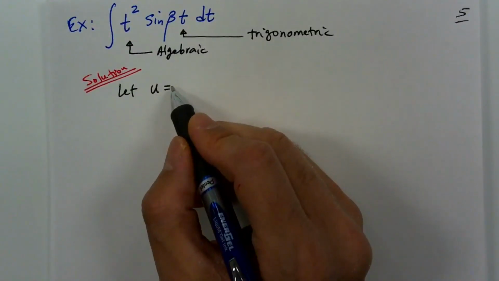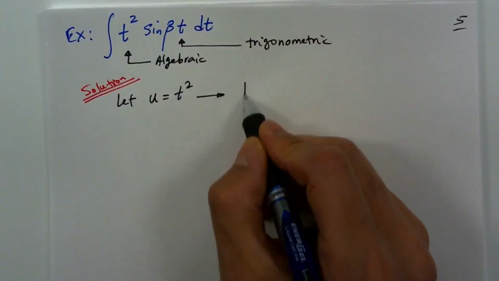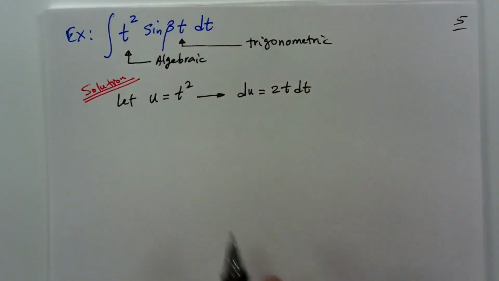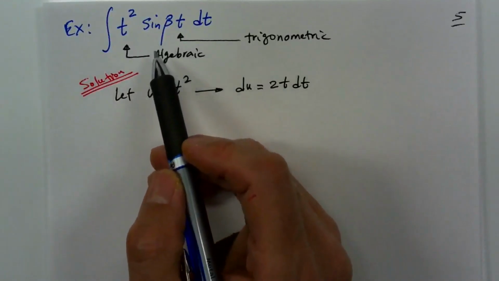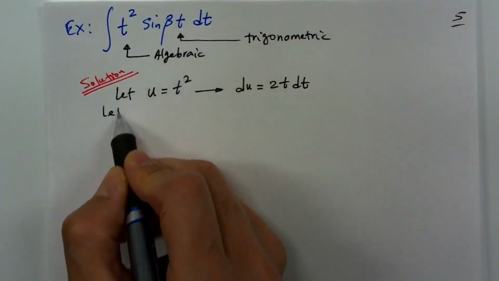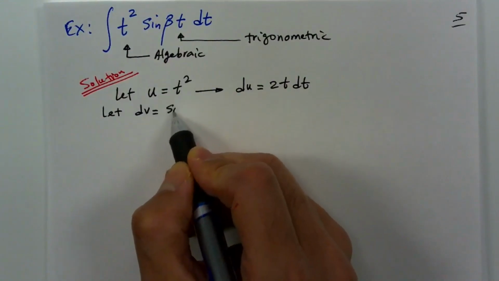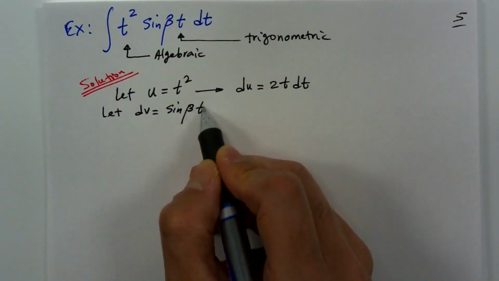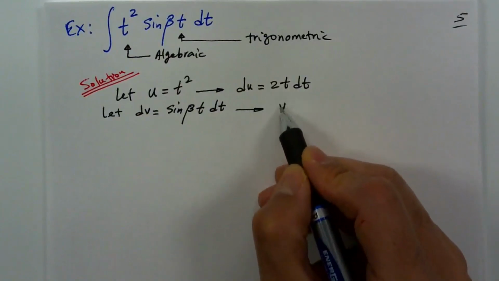So we want to take u to be t squared. Therefore, du is going to be 2t dt. By the same token, the rest of this expression we're going to have to take as our dv. So let dv be sine of beta t dt. Okay, so let's integrate this to obtain v.